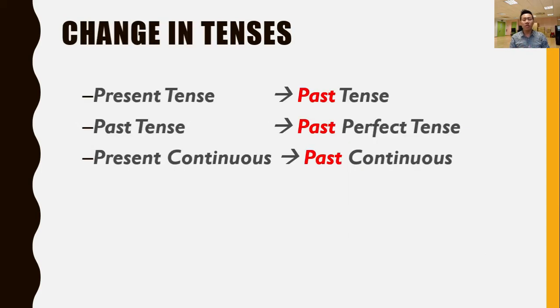So there will be changes in the tenses. For example, something that is said in the present tense will be changed to past tense. Past tense will change to past perfect tense. And for present continuous tense, we will change it to past continuous tense. There are a few more changes in the tenses, but let's just focus on these three for this lesson.